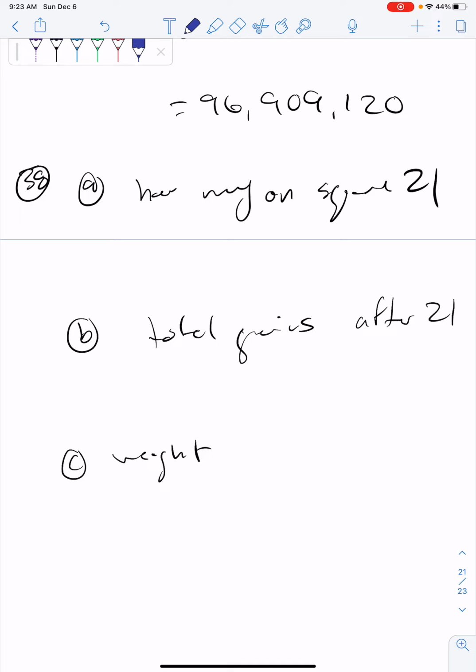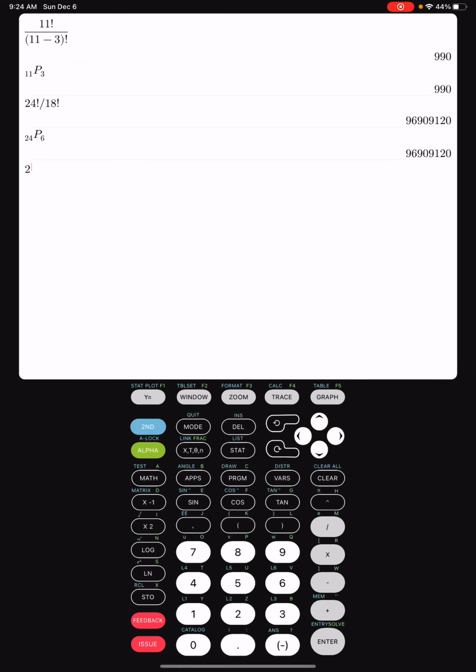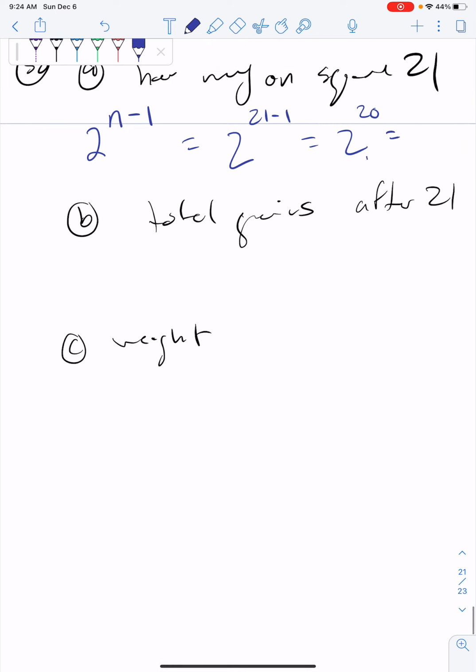In order to find the grains of wheat that should be on square 21, just square 21, I use my 2 raised to the n minus 1 formula. So I would do 2 raised to the 21 minus 1, which is 2 raised to the 20. And if I do that, 2 raised to the 20, I get 1,048,576 grains on just that square. I don't think they're going to fit.